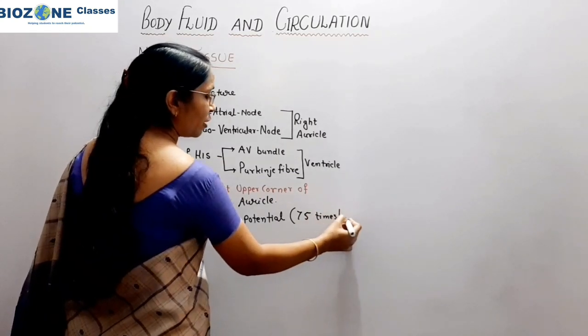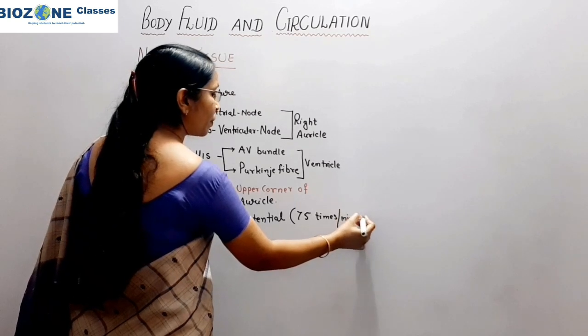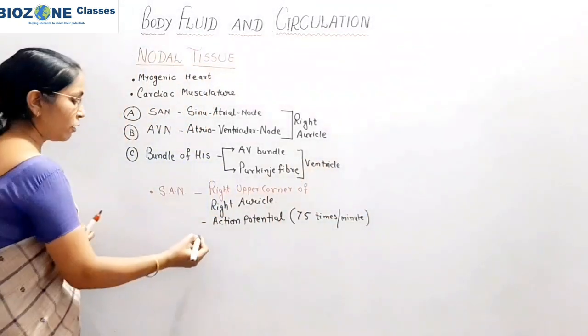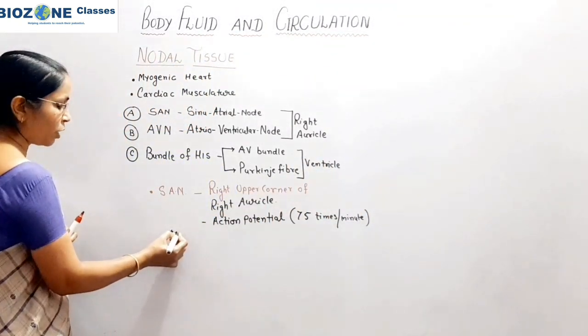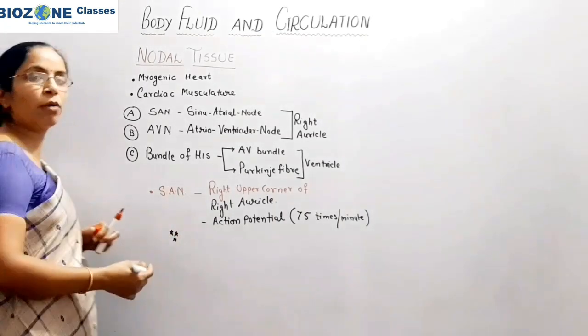75 times per minute, you remember. Secondly, the term pacemaker is most important. The SA node is called the pacemaker. Why is it called pacemaker?